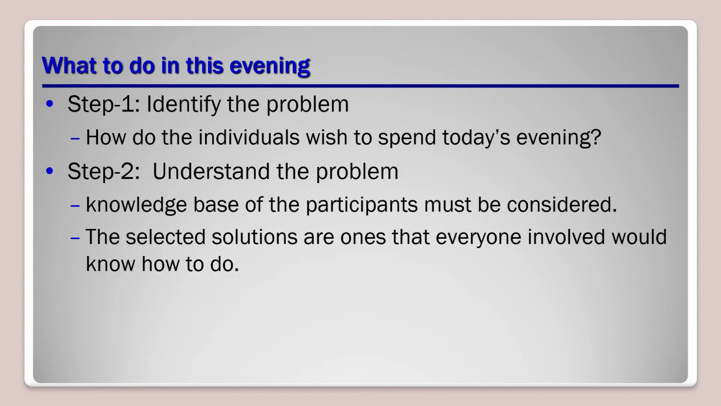Okay, now I will take a practical example, and I will go through all these steps with that problem. For example, your problem is: how do individuals wish to spend today's evening? This is a very generic problem. Now, in step two, understand the problem. To understand the problem, the knowledge base of the participants must be considered. For instance, you are 5 to 6 friends, and you want to spend today's evening.